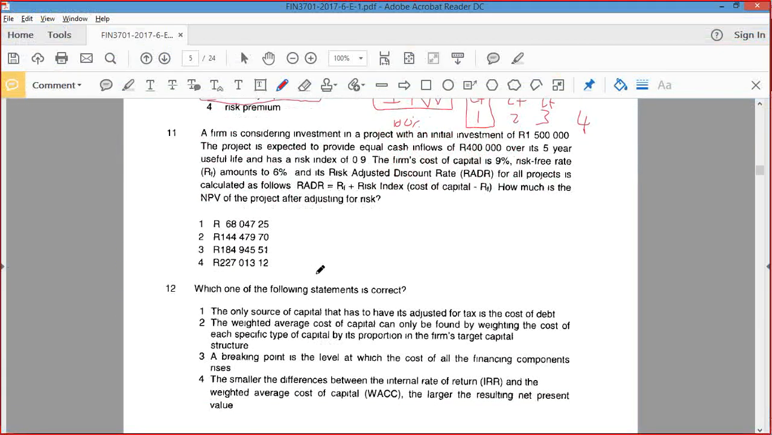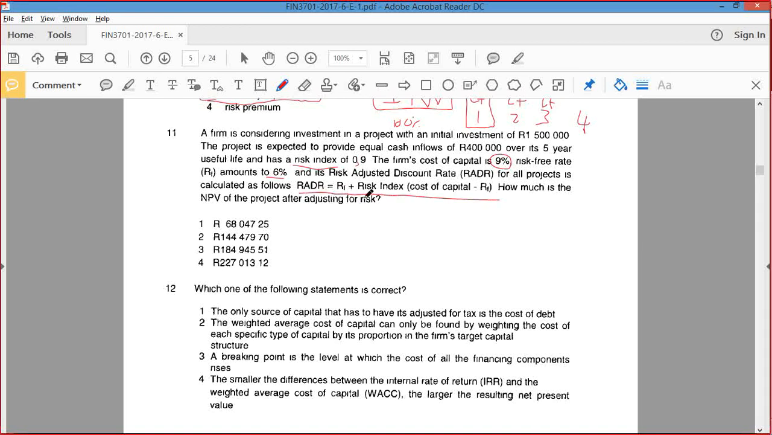Question 11 is a calculation. A firm is considering investing in a project with an initial investment of 1.5. The project is expected to provide equal cash flows of 400 over 5 years, with a useful life. The risk index is 0.9. When you see things like this, a risk index of 0.9, they're probably going to be talking about CAPM. The firm's cost of capital is 9%. That's cost of capital. Risk-free is 6%. And its RADR, which is the risk-adjusted discount rate, is calculated using that formula.